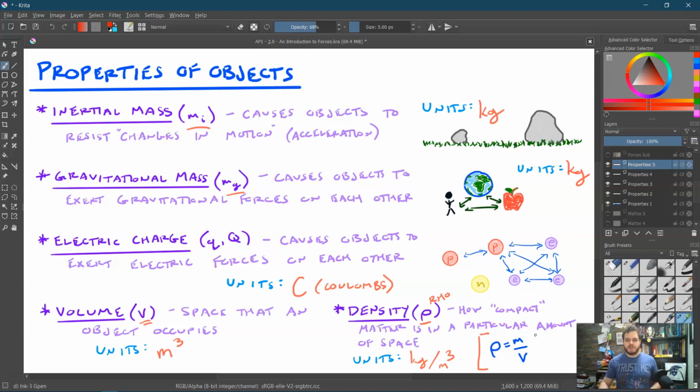And we have this equation that you should already know, which is that the density equals the mass of an object divided by its volume. Now, technically, this only works for objects of uniform density, but that's typically what we're going to be working with.